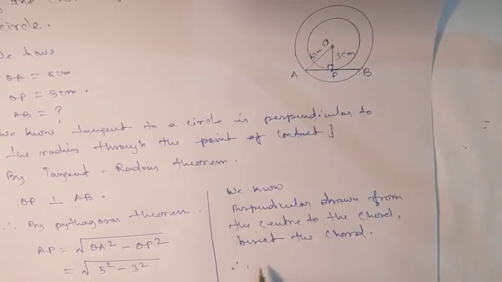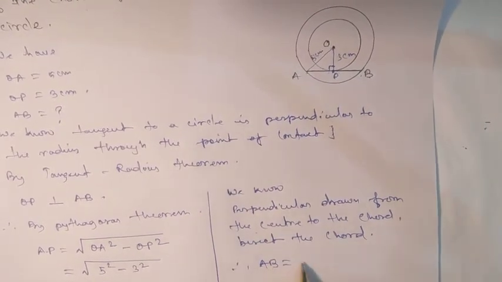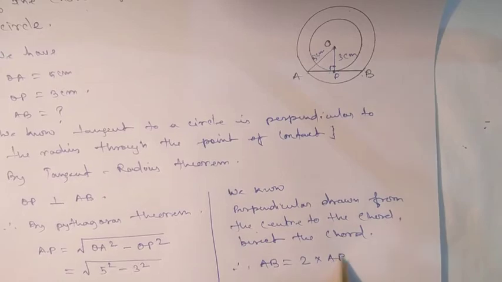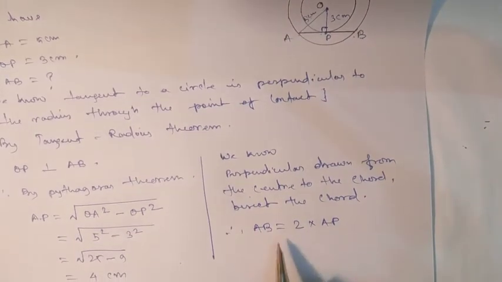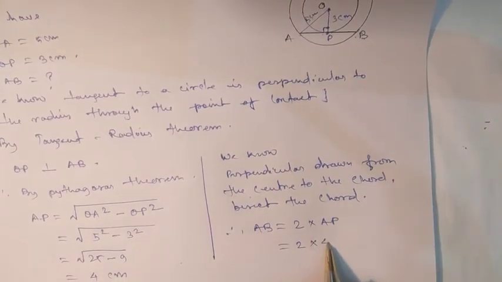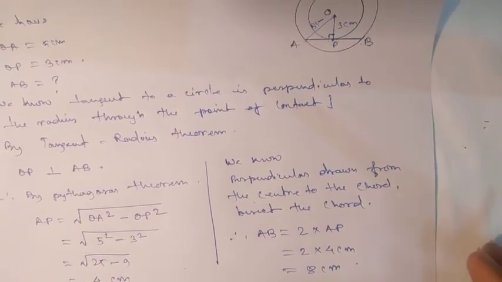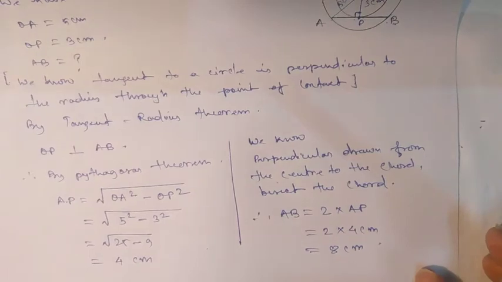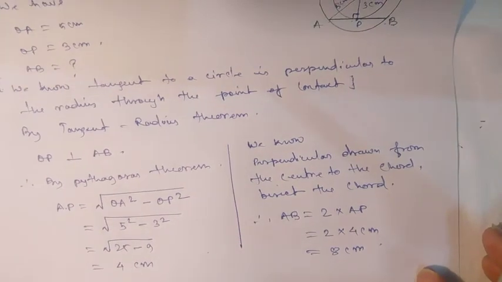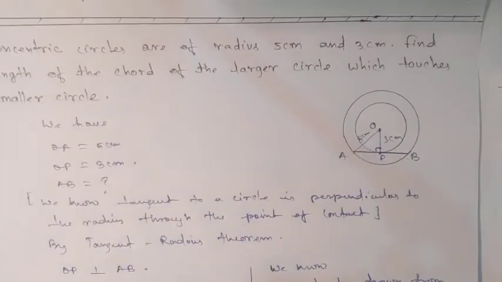Therefore, AB equals 2 times AP. This implies 2 into 4 centimeter, that means 8 centimeter. This is your answer. Okay. Now we have another problem. We'll go for another problem.